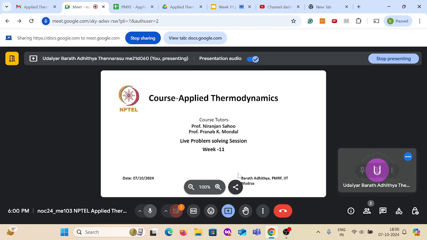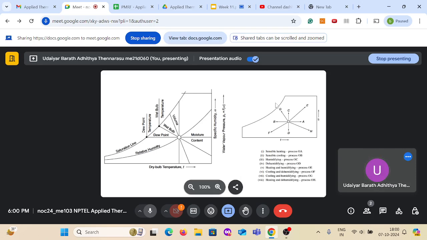So this is week 11 of Applied Thermodynamics course. So this week we'll deal with psychrometrics. So why psychrometric study? To give you a brief idea, the previous week we talked about vapor compression refrigeration system and vapor absorption refrigeration systems and so on for refrigeration and air conditioning applications.